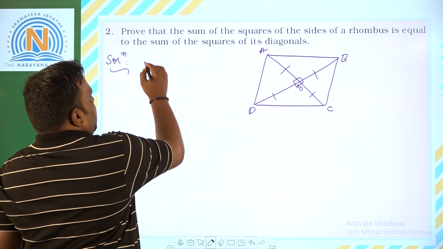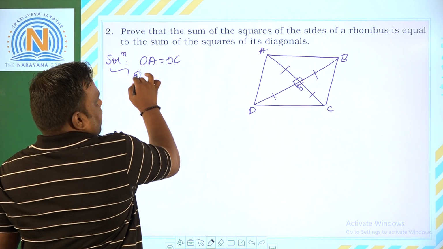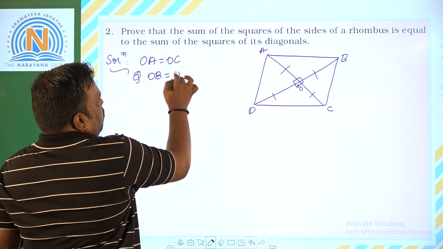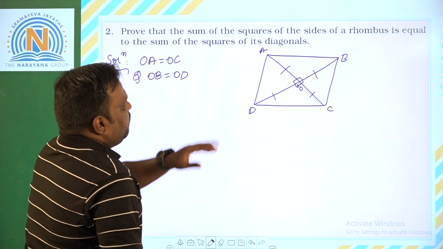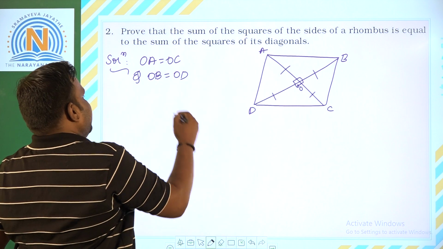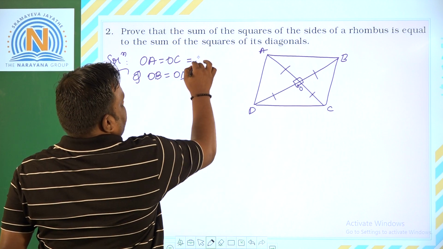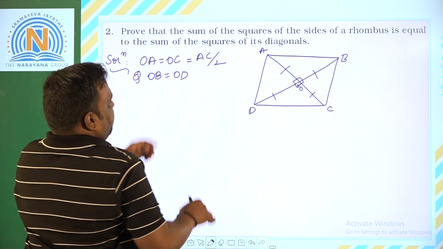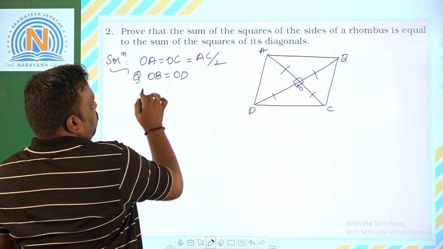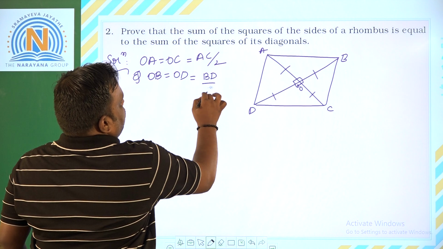Now we know OA is equal to OC, and OB is equal to OD. We can write one more thing also: OA is equal to OC, which is AC by 2. This step will be useful for us. And similarly, OB is equal to OD, which is equal to BD by 2.